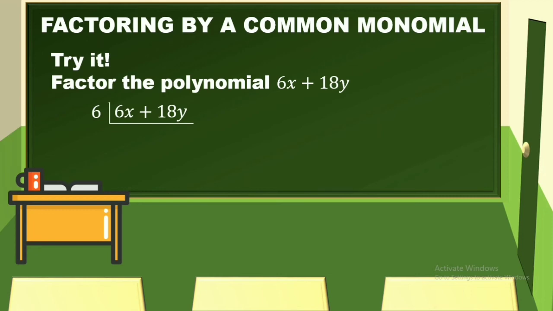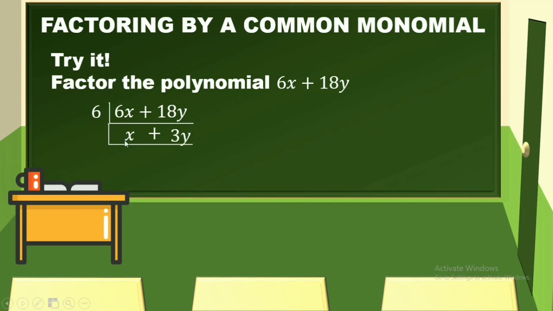Okay? Now, meron bang common variable sa kanila? Ang variable ni 6 ay x, ang variable naman ni 18 ay y. So, there is no common variable, so wala tayong ilalagay na common variable. Okay? So, let us divide 6x and 6. What's the answer? That is x. Okay? Plus 18y divided by 6, that is 3y.